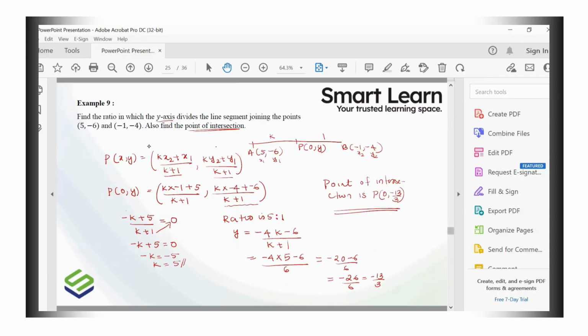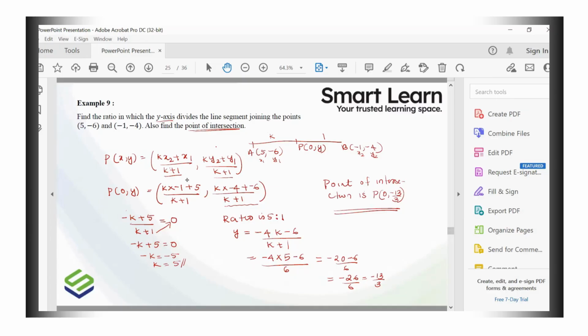Next. Find the ratio in which the y-axis divides the line segment. A point on the y-axis means (0, y). And A is there, B is there. This point (0, y) is intersecting, so you have to find the ratio and the intersection. If it is a ratio, we will use the formula (k x2 + x1) / (k + 1), comma, (k y2 + y1) / (k + 1). When you substitute this, then equate the x coordinate to 0, substituting accordingly.